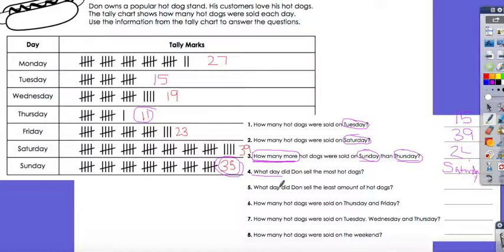All right, try 5. What day did Dawn sell the least amount of hot dogs? Least means little. I'm just having to read the graph and find which one has the least. It looks to me like Thursday does.